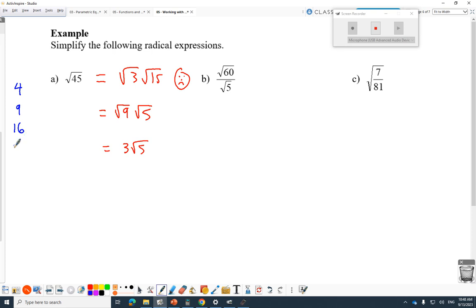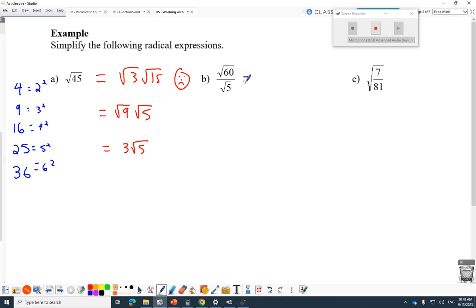25. What's the next one? 36. What are they doing? 2 squared, 3 squared, 4 squared. There's your list. If mental math is not your deal, like, I'm not really good at these, that's the list you want sitting beside you when you're doing these. These are the numbers. These are the suspects I'm looking for because I can root those babies.